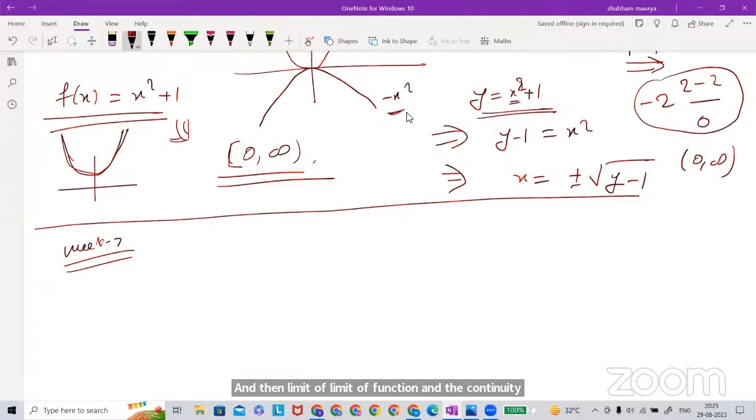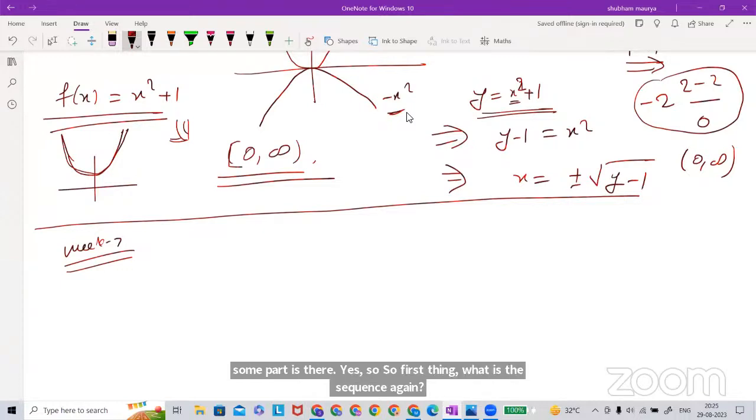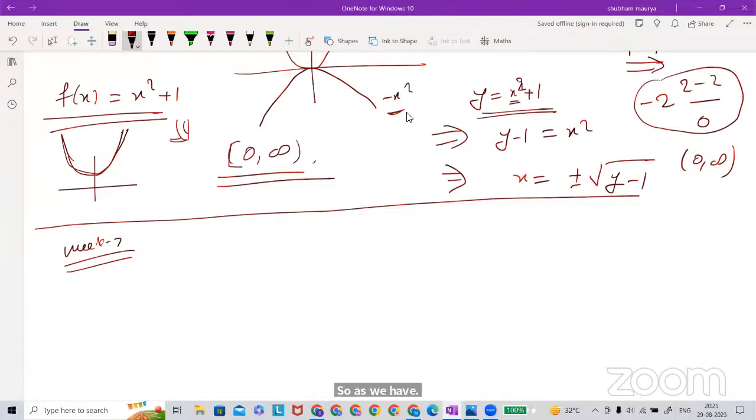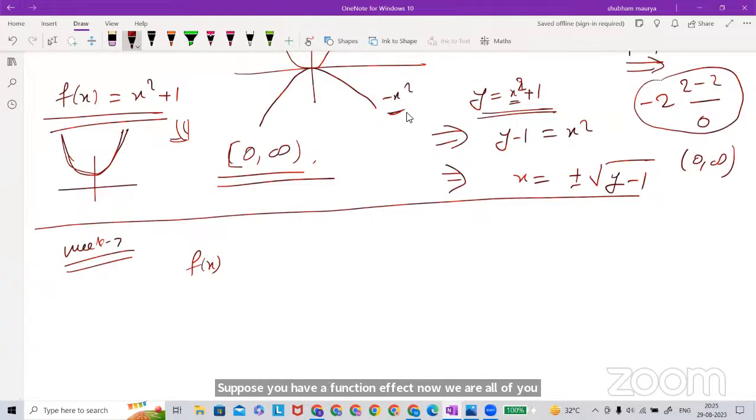So first thing, what is the sequence again? As we have discussed in many sessions, a sequence is nothing but a function. Suppose you have a function f(x). All of you have dealt with functions. A function is an expression, or a relation with some specific property; the relation should satisfy some two conditions. I am not going to discuss that, but in terms of expression, if you have some function f(x).